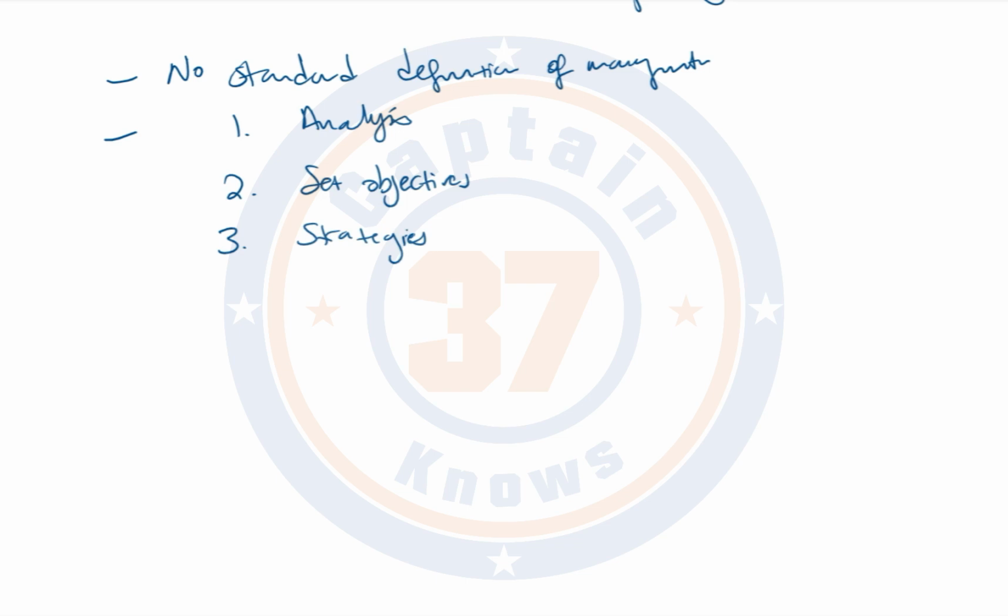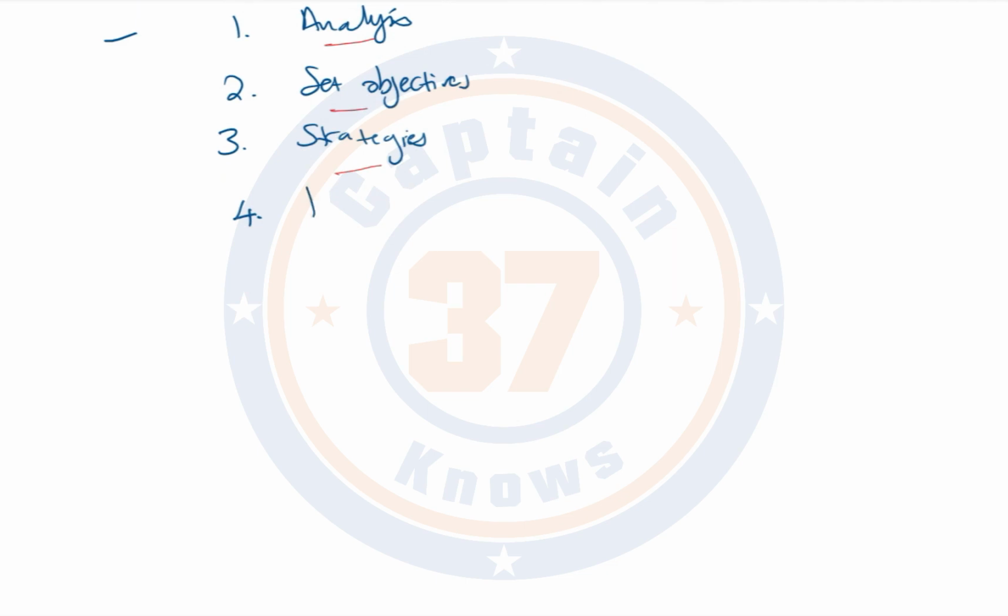When we talk about management, we are talking about analysis. When we talk about management, we're talking about setting objectives. When we talk about management, we're talking about strategizing. What else? We could also be talking about implementing. Number five, evaluating. And number six, control.